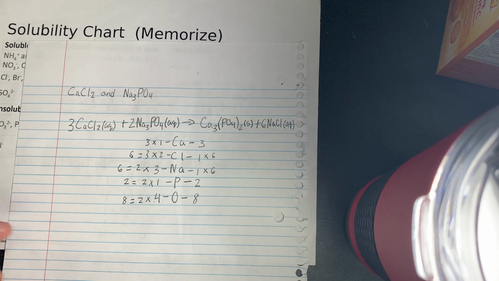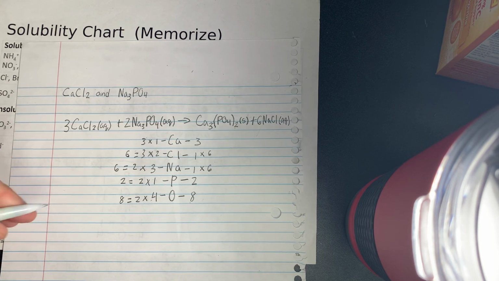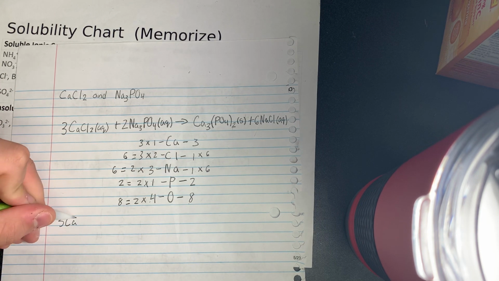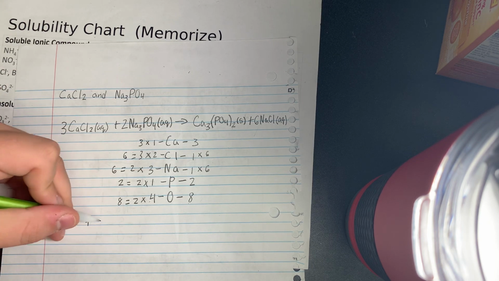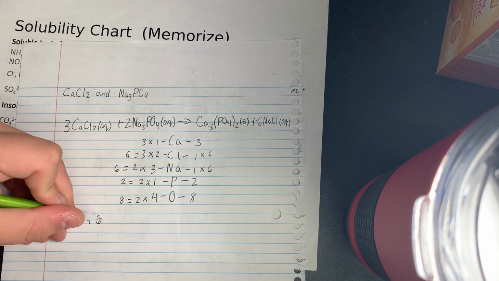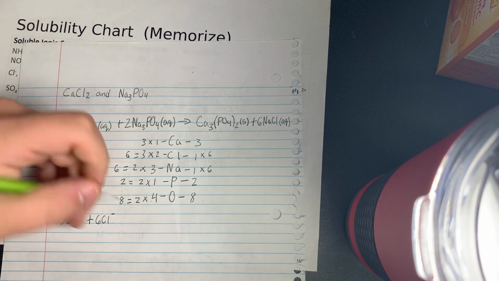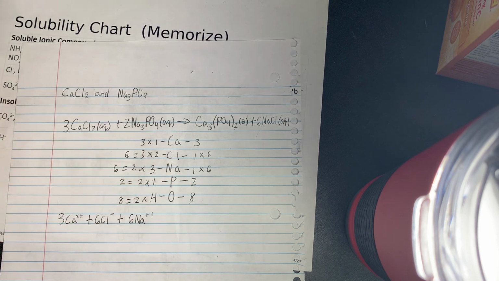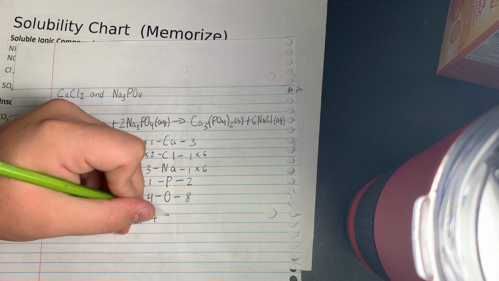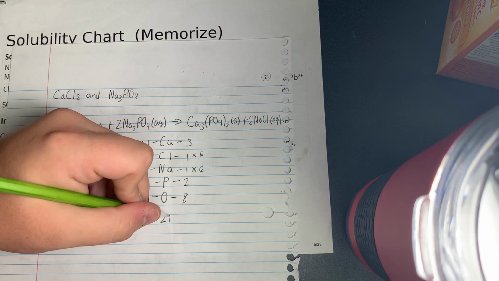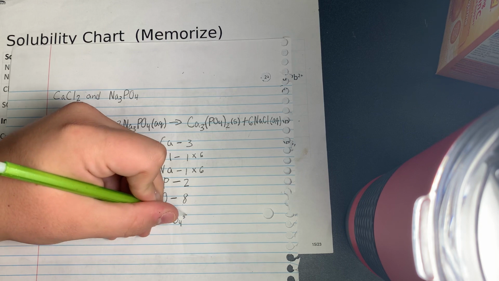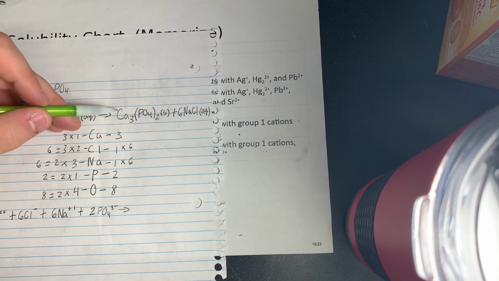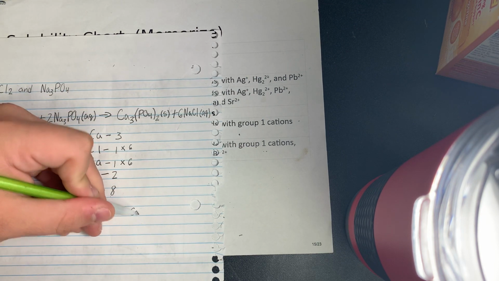Now we need to do our net ionic equation. Since they're aqueous, we split them apart. You have 3Ca2+ plus 6Cl- plus 6Na+ plus 2PO4 3- yields, and since calcium phosphate is solid, it does not split apart, so it stays the same.